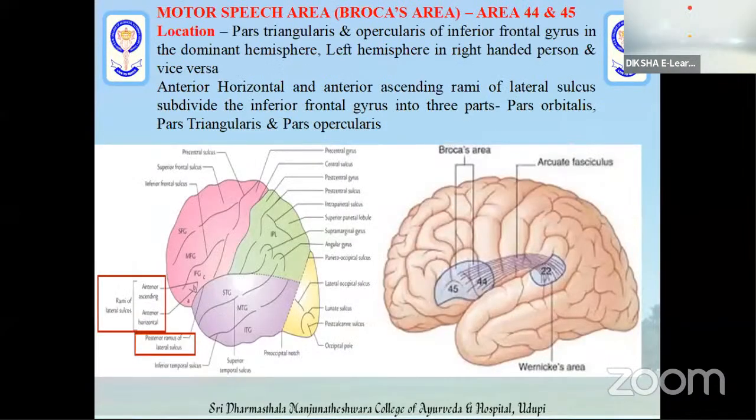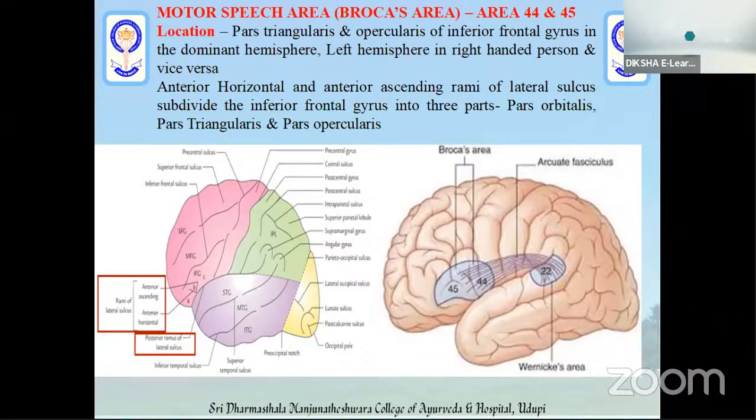Next, in the frontal lobe, the motor speech area or Broca's area is area number 44 and 45. Where is it located? It is located in the pars triangularis and pars opercularis of the inferior frontal gyrus in the dominant hemisphere. That means in right-handed individuals, usually it is located on the left cerebral hemisphere, and in left-handed individuals, it will be located on the right cerebral hemisphere.